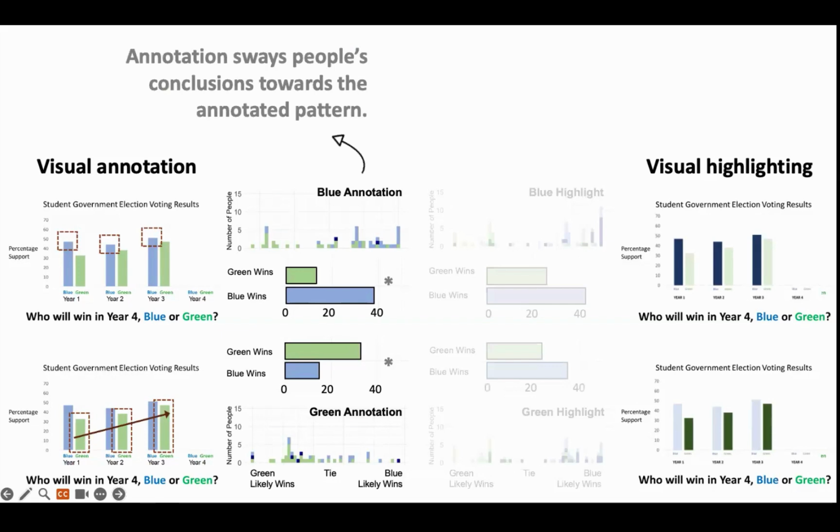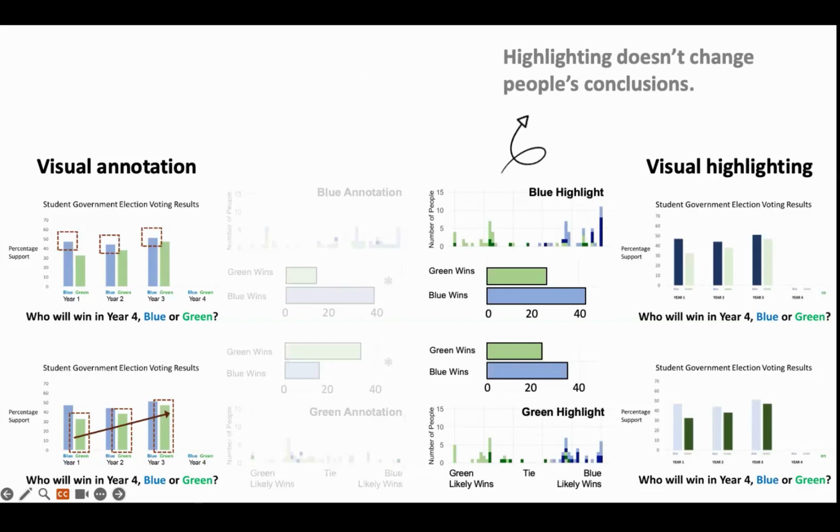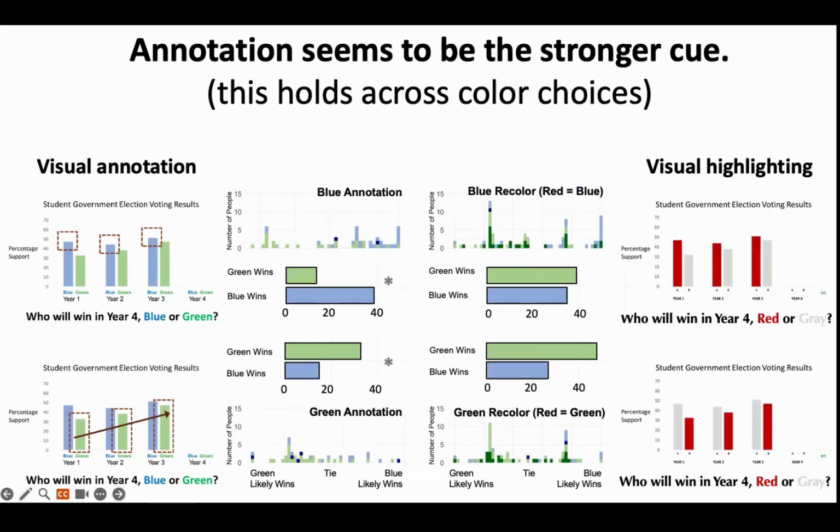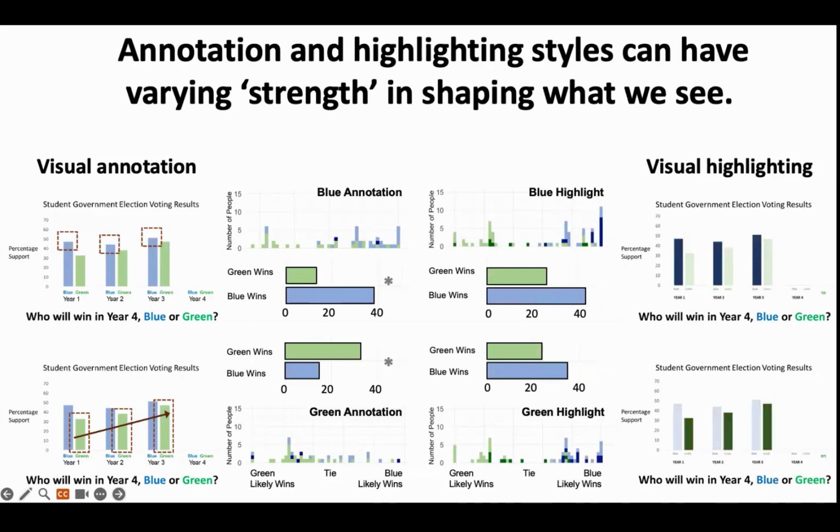So what this is telling us is that this annotation technique seems to have a stronger power in terms of swaying people's conclusion towards those annotated patterns. But highlighting them does not seem to actually impact people's decisions. And we even changed the color scheme here to be red and gray, and it's the same outcome. People are not swayed by changing colors to things, right?